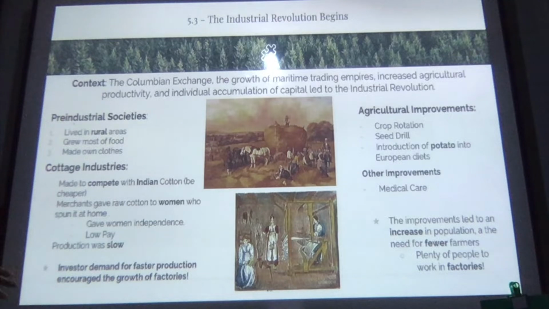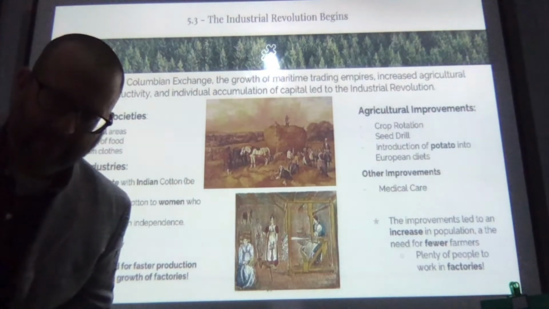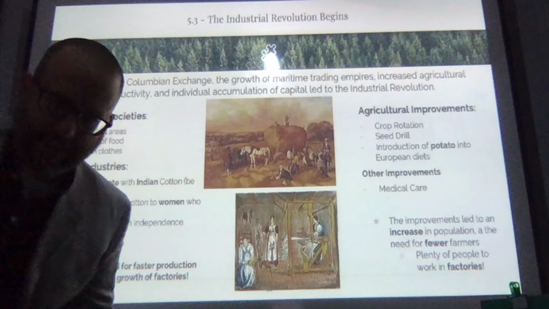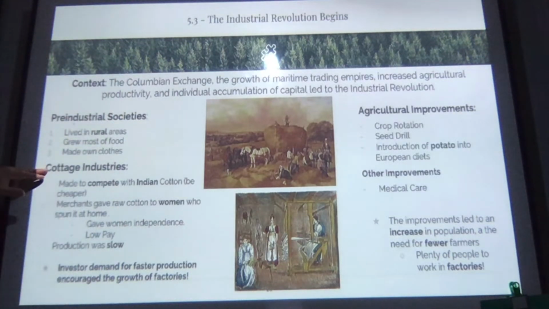So here, before we had industry, before we had factories, people lived in rural areas. They grew most of their food. They made their own clothes. Sounds a lot like being in quarantine, doesn't it? Yes. Cottage industries. They were made to compete with Indian cotton, so that's cheaper.